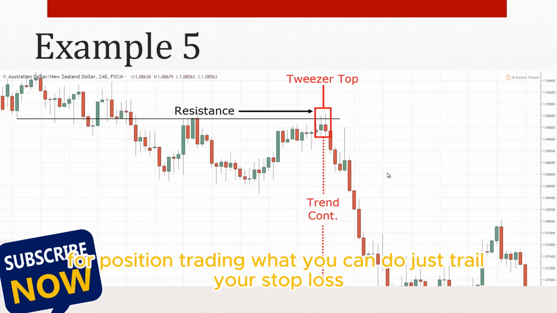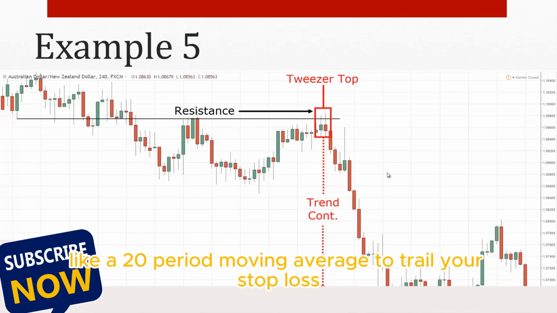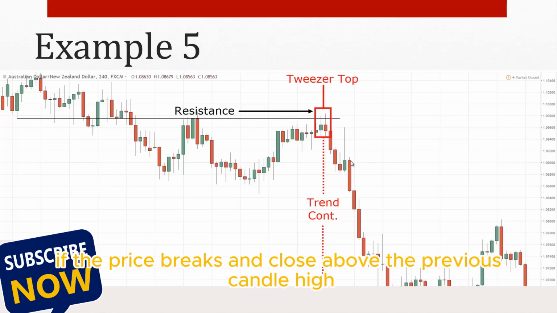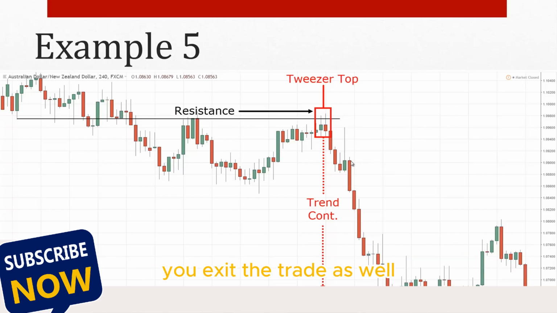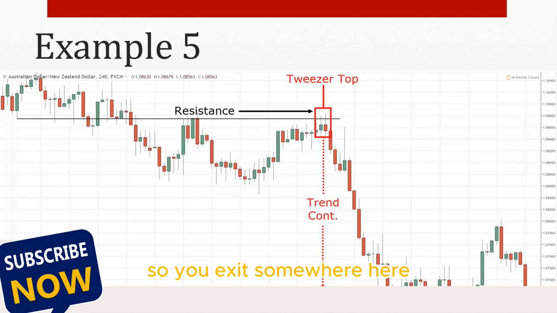For position trading, what you can do is just trail your stop loss, right? You can use a moving average, like a 20 period moving average to trail your stop loss. If the price closes above the 20 MA, you exit the trade. Or in this case, if the price breaks and closes above the previous candle high, you exit the trade as well. So in this case, this candle over here breaks and closes above this previous candle high. So you exit somewhere here.